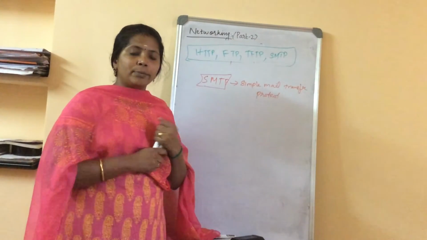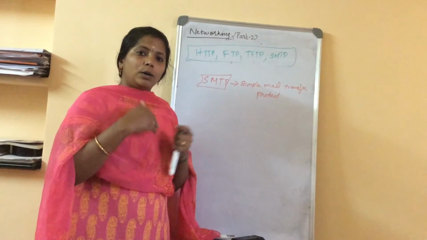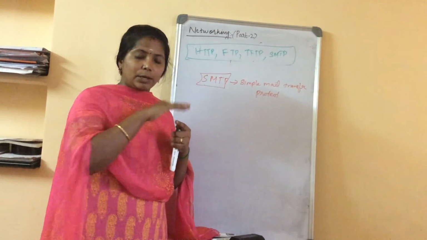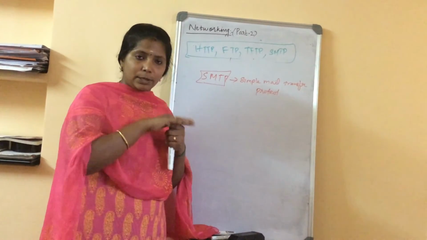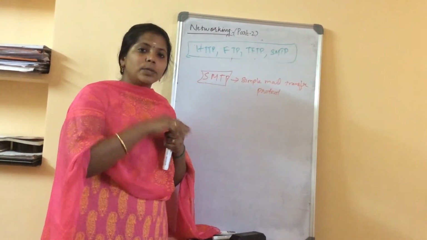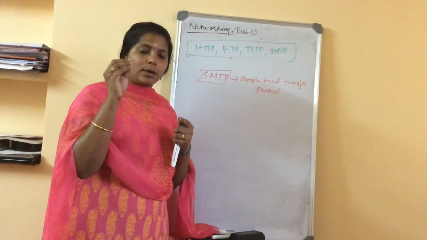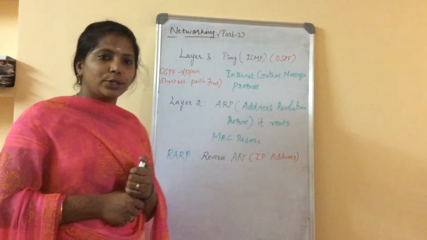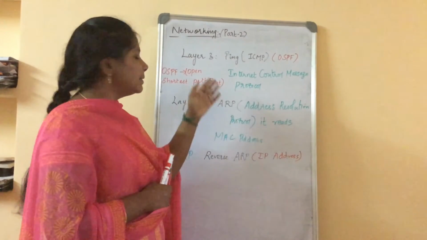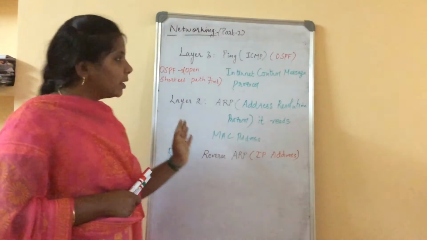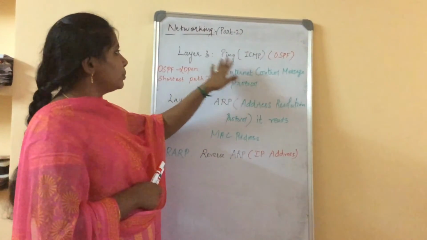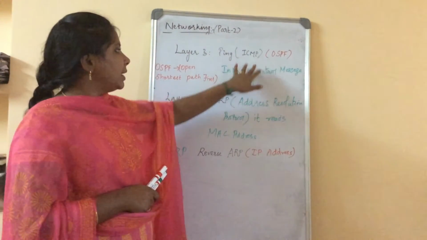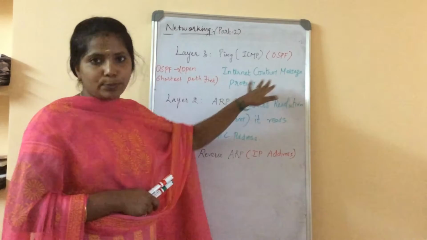And also now I am going to tell you what protocols work on layer 2 and layer 3, and also short notes on those protocols, okay. Now I am going to take you through some of the protocols in layer 3 and layer 2. In layer 3, one of the important protocols is ICMP. ICMP is nothing but Internet Control Message Protocol.